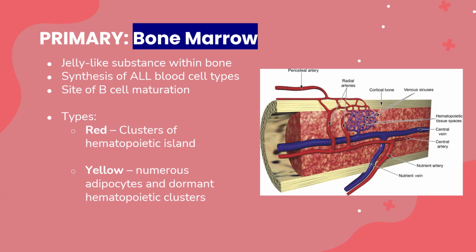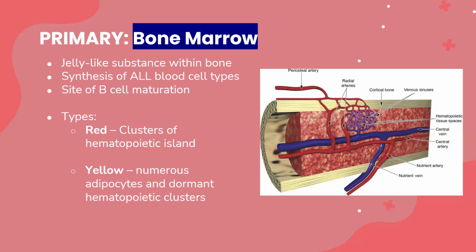we have two different types of bone marrow. We have red and yellow. The red bone marrow is red because it's made up of clusters of hematopoietic islands, meaning it's made of hematopoietic stem cells. Remember what I said about stem cells? Stem cells, you can create other cells from it, okay? And hematopoietic stem cells are multipotent, meaning they can become any of the blood cells, okay?